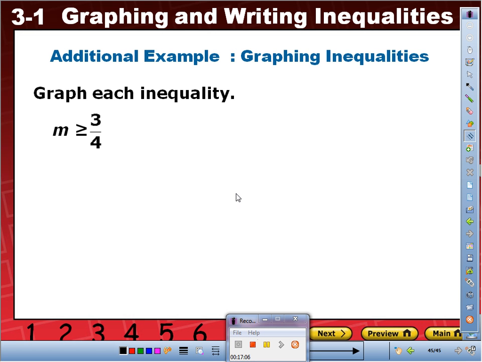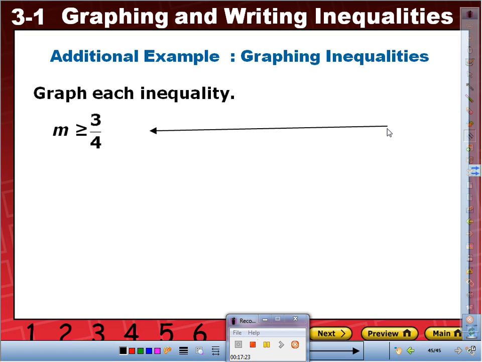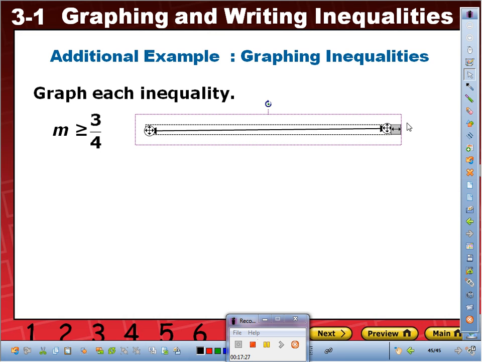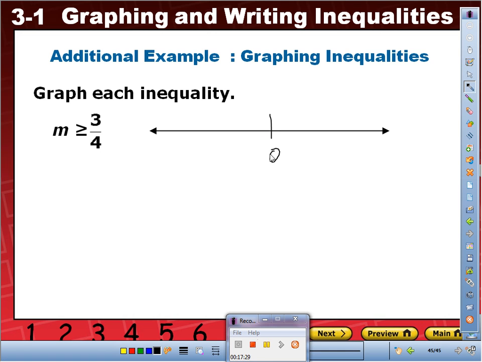So first things first. We go through our steps. Our steps are simplify, isolate, plot, check. Can I simplify both sides? It's already simplified. Can I isolate the variable? It's already by itself. That means we need to plot our solution. So here it goes. I draw my number line. There it is. Here's 0, 1, 2. Where's 3/4? About right there. Is that correct?